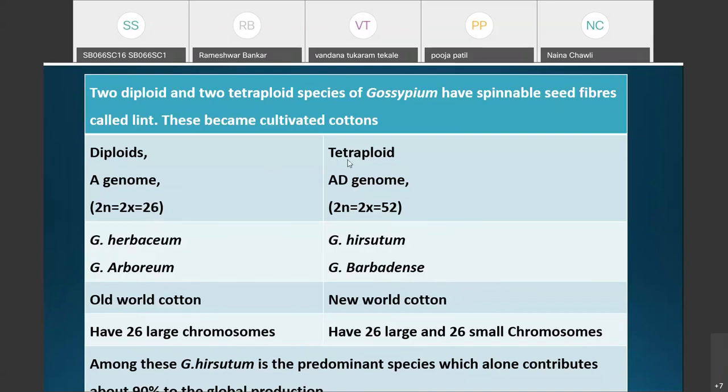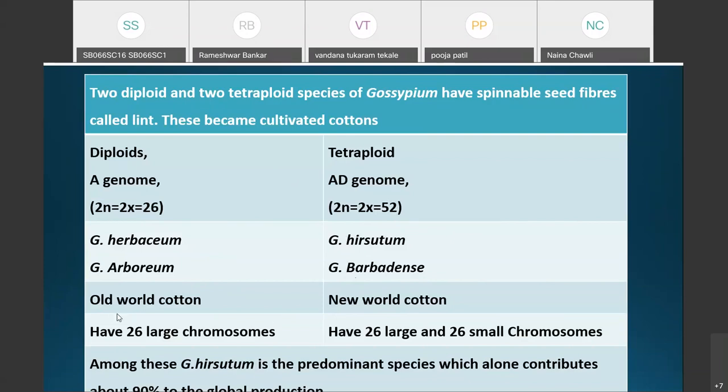Here you can see the tetraploid species. Tetraploid means it has 52 chromosomes. Here you can see 2N is equal to 52, and these are the two species, Gossypium hirsutum and Gossypium barbadense. These are tetraploid species, and these are referred to as the new world cotton.